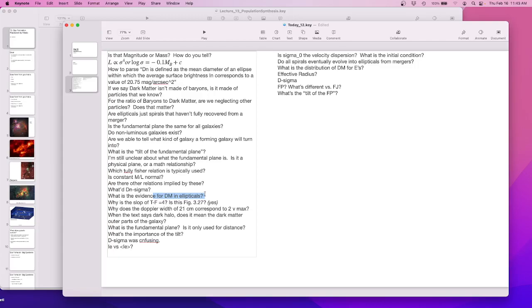I know what sigma is from measuring the velocities. I know what sigma luminous is from measuring the light, and the dark matter has got to be whatever I'm missing. So evidence looks kind of like that. Why is the slope 4? I'll show you. Why does 21 correspond to 2 Vmax?